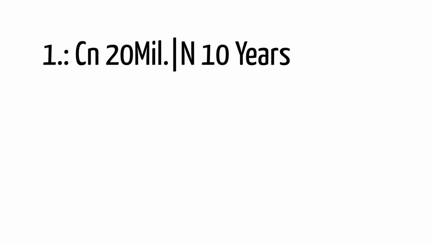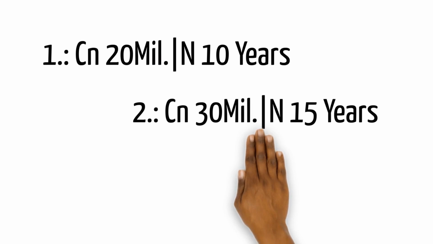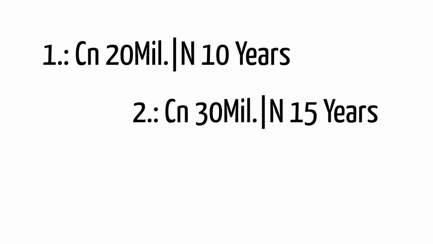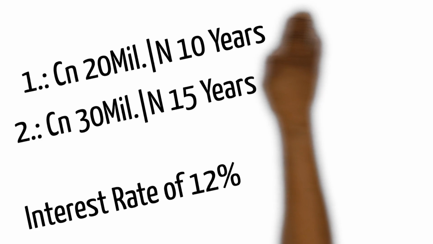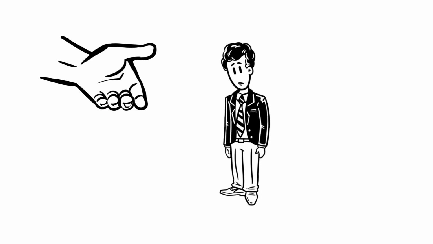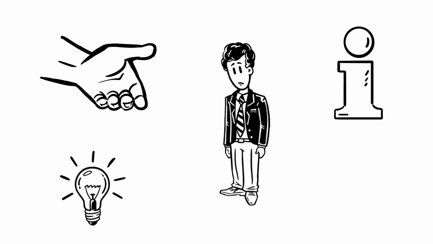The first offers a final capital of $20 million in 10 years and the second offers $30 million in 15 years, both at an interest rate of 12%. Use the formula we presented to help Tom this time as well. Solutions in the video description.